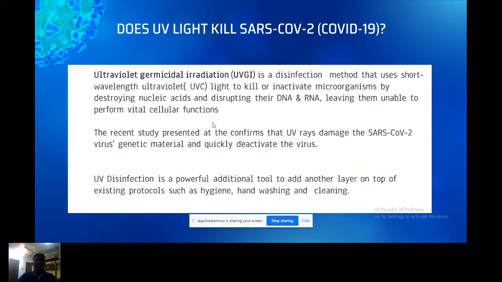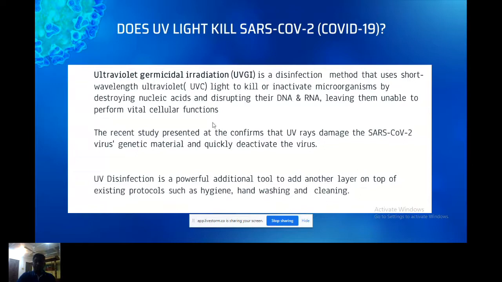A recent study presented and confirmed that UV rays damage the SARS-CoV-2 virus genetic material and quickly deactivate the virus. So the recommendation is we should at least install 1 or 2 UV lights in every dental operatory. You can even install them in your reception areas, in your green rooms, and like I told you, in the green, red, and orange zones everywhere. UV lights are not very costly also.